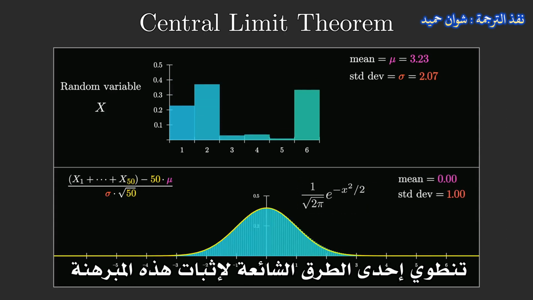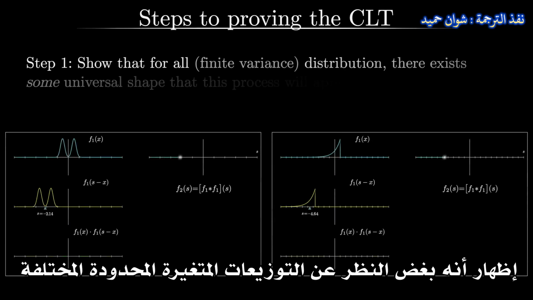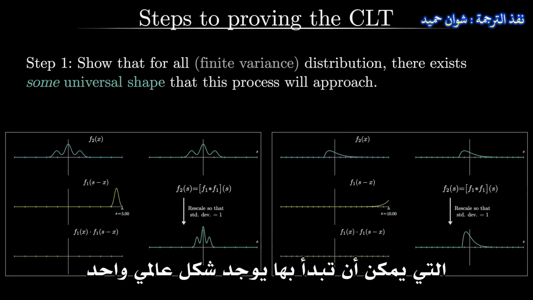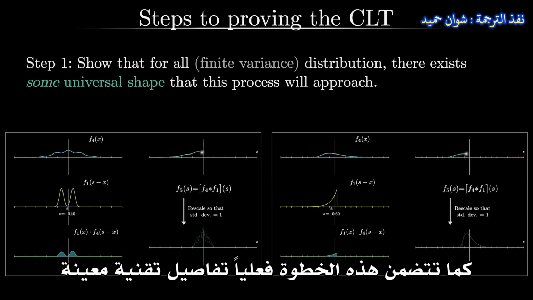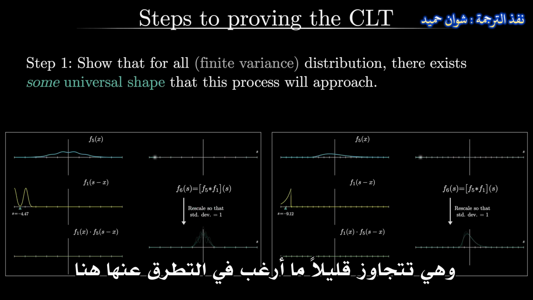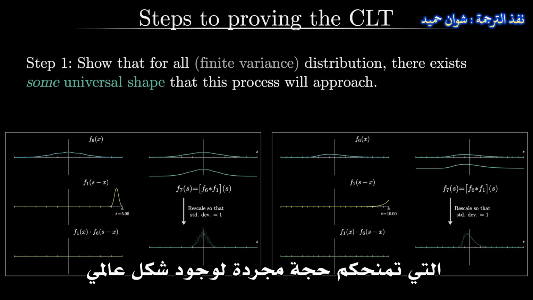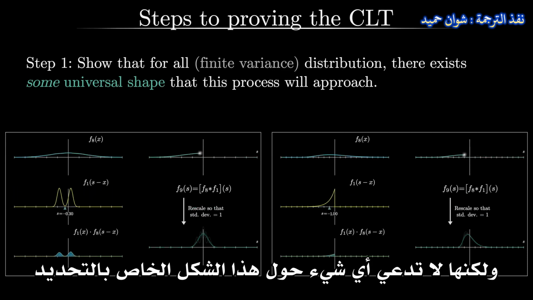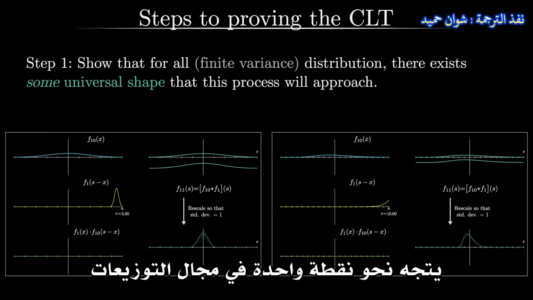One common approach to proving this theorem involves two separate steps. The first step is to show that for all the different finite variance distributions you might start with, there exists a single universal shape that this process of repeated convolutions tends towards. This step is actually pretty technical. It goes a little beyond what I want to talk about here. You often use these objects called moment-generating functions that give you a very abstract argument that there must be some universal shape, but it doesn't make any claim about what that particular shape is. Just that everything in this big family is tending towards a single point in the space of distributions.